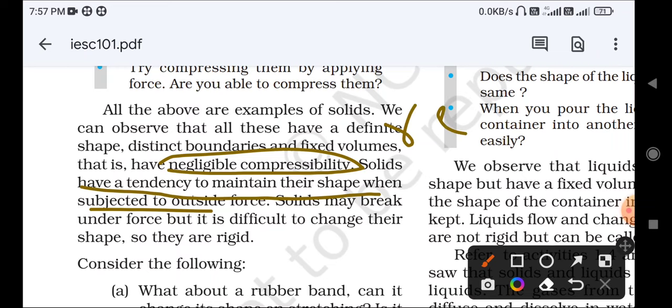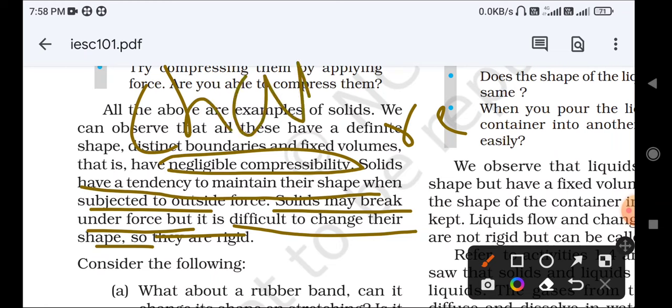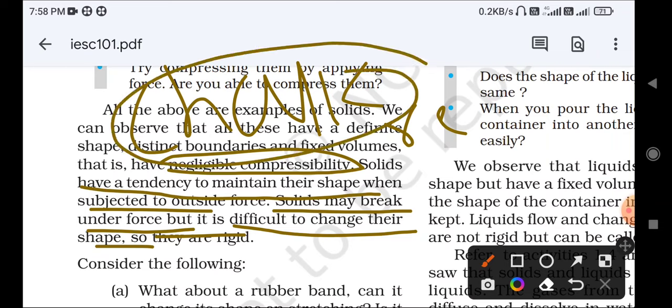A solid may break under force, but it is difficult to change its shape, so they are rigid. They are called rigid. It is very difficult to change their shape, but we can break solid particles. For example, take a piece of chalk: we can break it easily by applying force, but we cannot change its shape very easily. Instead, we can break solid particles very easily. That is why they are called rigid in nature.